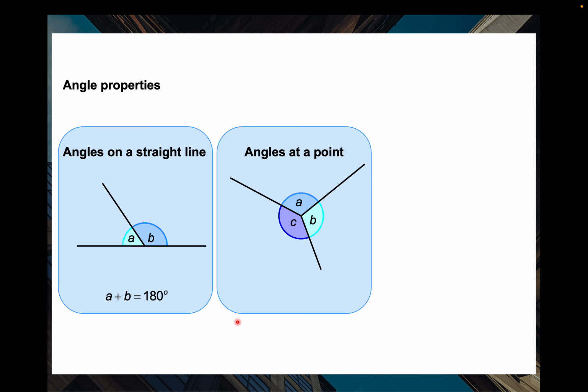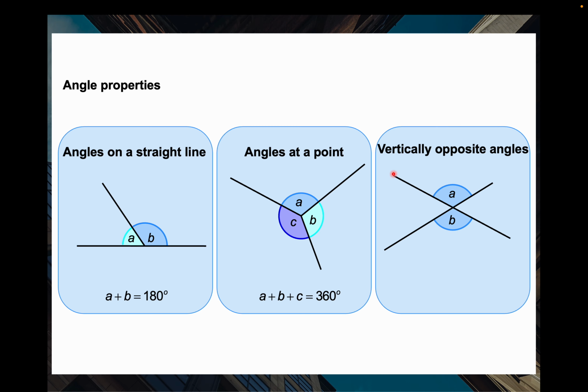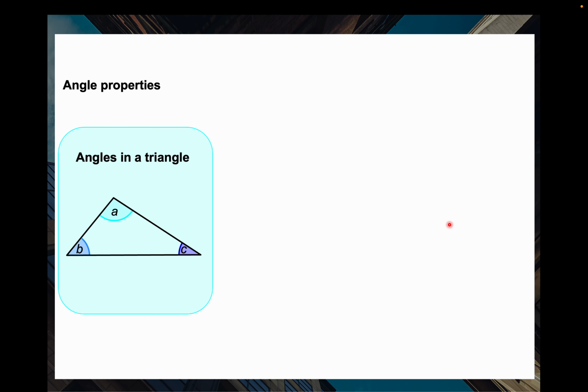We have angles at a point. Angles at a point add up to 360 degrees, one complete rotation. So we have here one complete turn, and all of these angles add up to 360. And we have vertically opposite angles, which are going to be the same. So angle A will be the same as angle B.